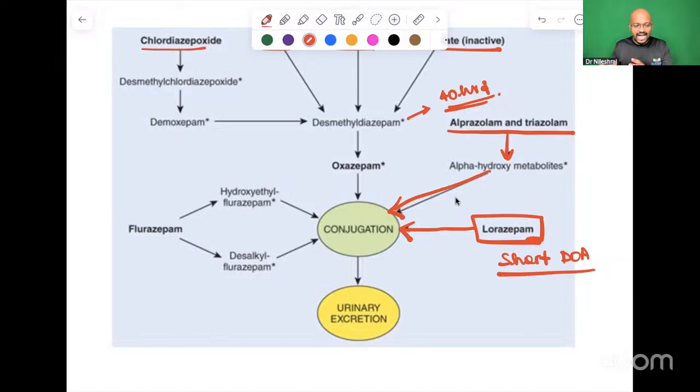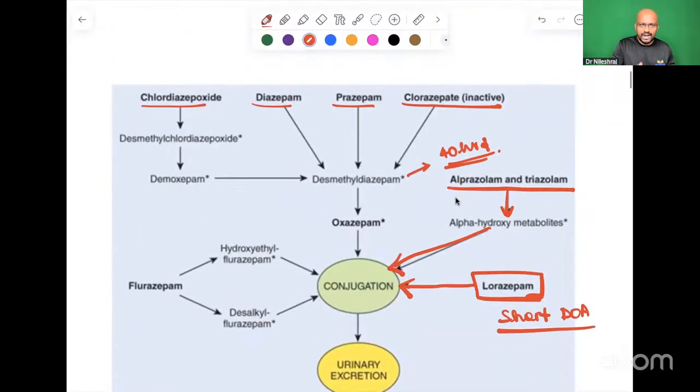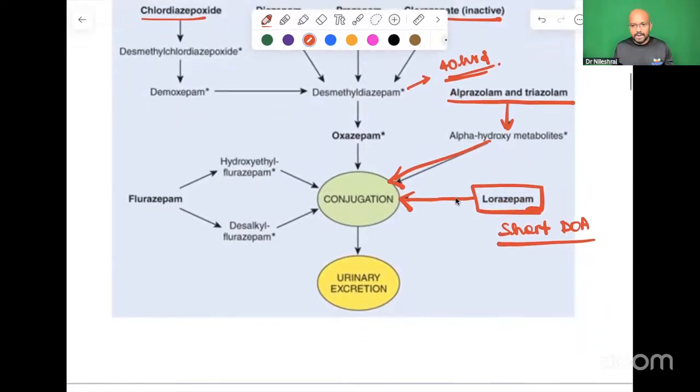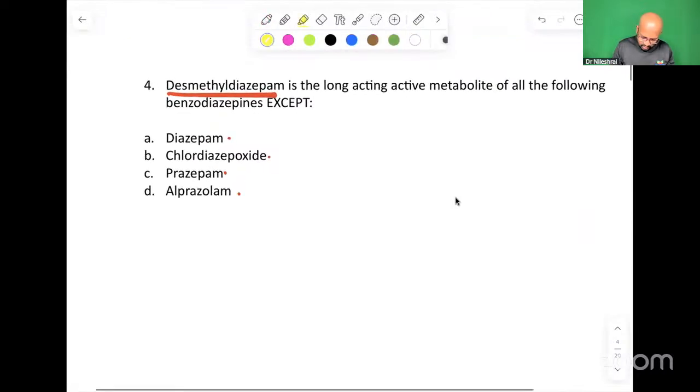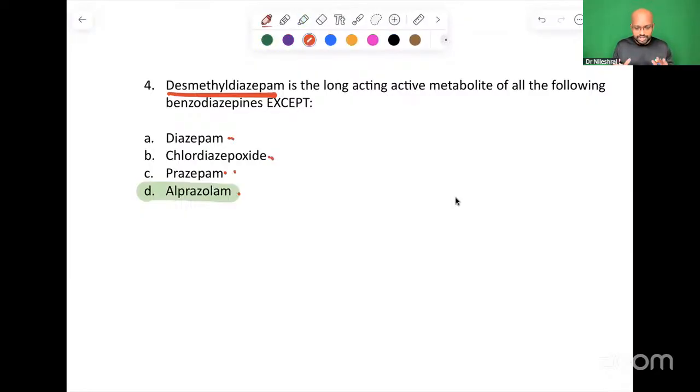A longer acting active metabolite is seen only for those drugs like chlordiazepoxide. Out of these, the commonly used ones are chlordiazepoxide and diazepam. That's the reason why these two drugs tend to have a longer half-life, whereas lorazepam tends to have a shorter half-life. This is taken from a PYQ, I think INICET 2022, I suppose. They asked which of the following has a shorter duration and which has a longer duration. So as per the image, the answer for the question is option D, alprazolam, because all the other drugs tend to have the longer acting desmethyldiazepam. Good.